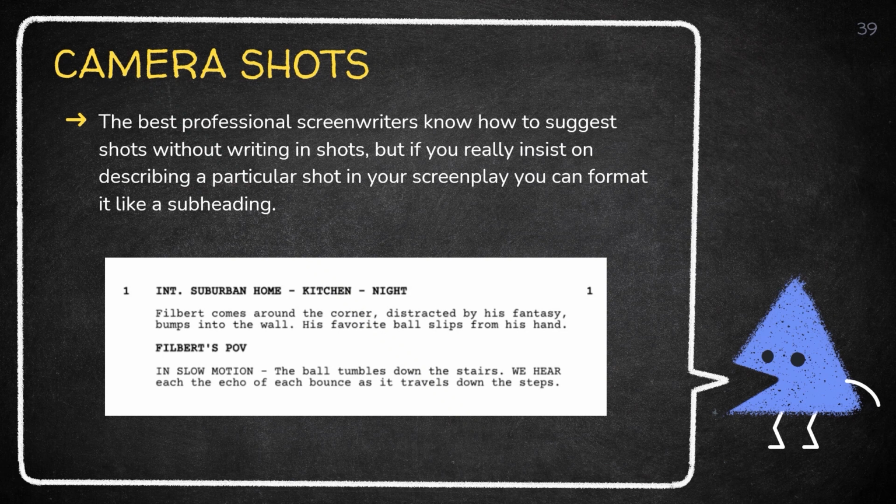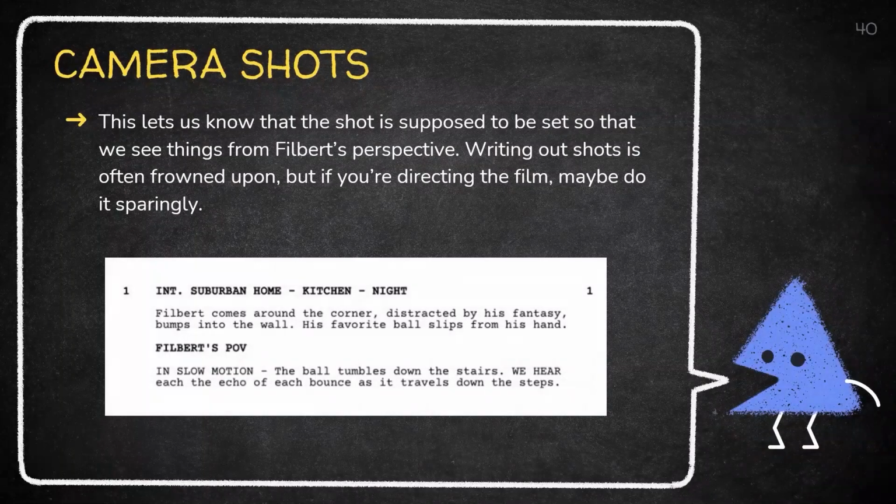With the format of a subheading, if you want to express and capture that moment as a screenwriter, on whatever camera shot is in your mind, then you can do it. And also, this lets us know that the shot is supposed to be set so that we see things from Filbert's perspective. Writing out shots is often frowned upon, but if you're directing the film, maybe do it sparingly.